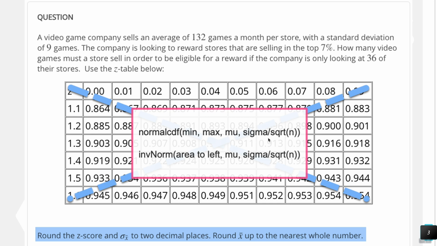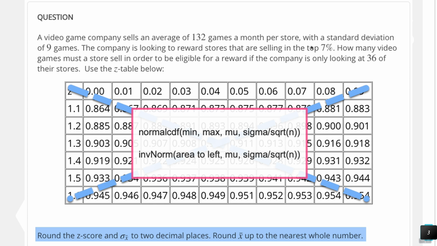Don't forget in chapter 7 to always divide by the square root of n on your last input on both of those. That's really the only thing that changes from chapter 6 to chapter 7, is that the very last input you divide by the square root of n. So here we are with our problem. We are looking at the top 7%.